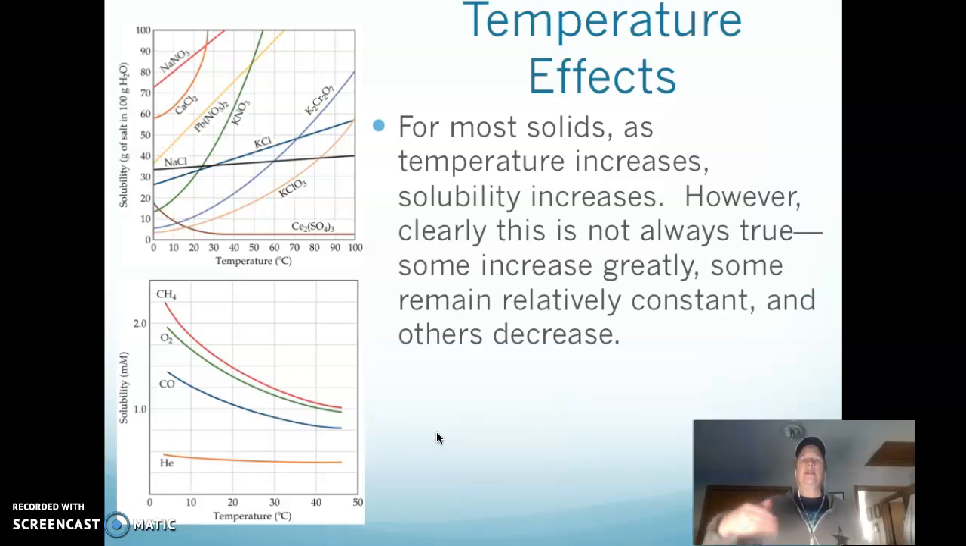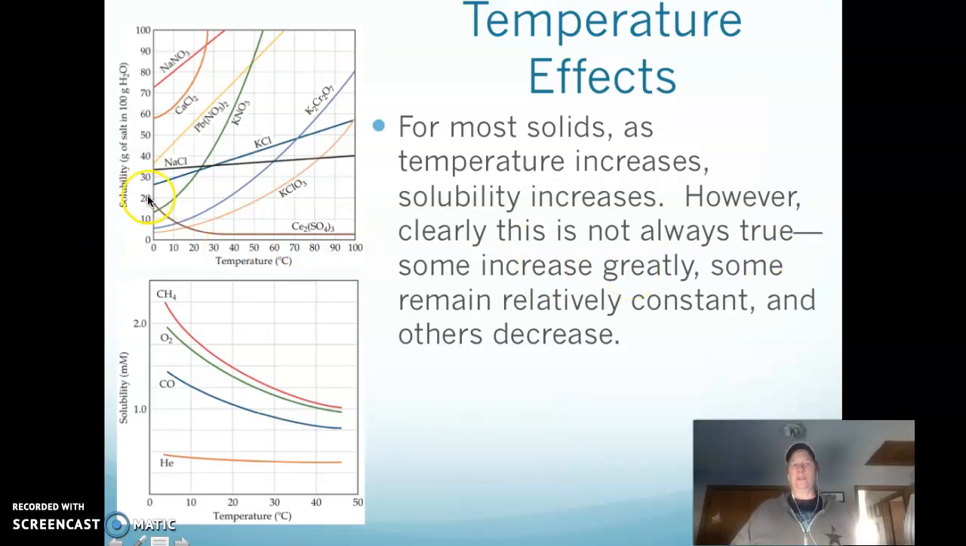Okay, so here is what they call a solubility curve, and I wanted to talk about that because that's what your assignment's going to be today. Okay, for most solids, as you increase the temperature, you can increase the solubility. In other words, more will dissolve. All right, it's not always true though.